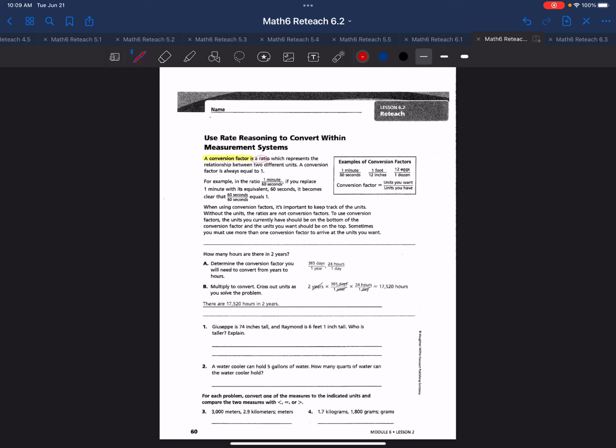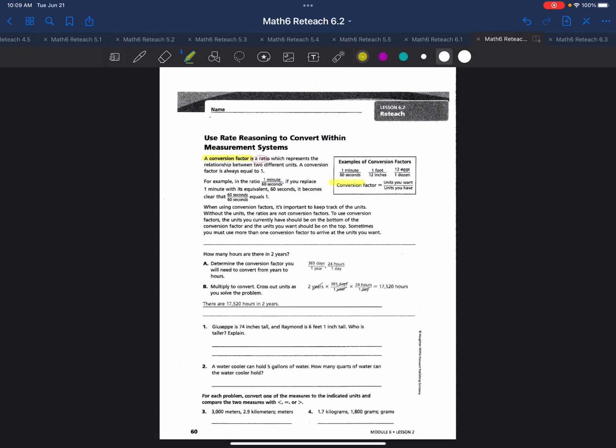When using conversion factors, it's important to keep track of the units. Without the units, the ratios are not conversion factors. To use conversion factors, the units you currently have should be on the bottom of the conversion factor, and the units you want to have should be on the top. Sometimes you must use more than one to arrive at the units you want.